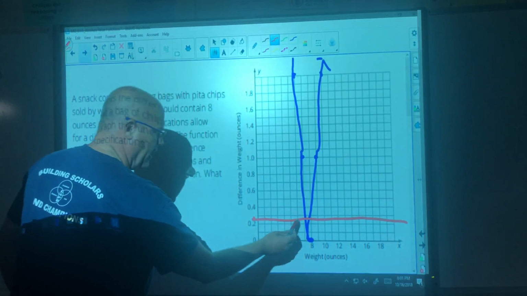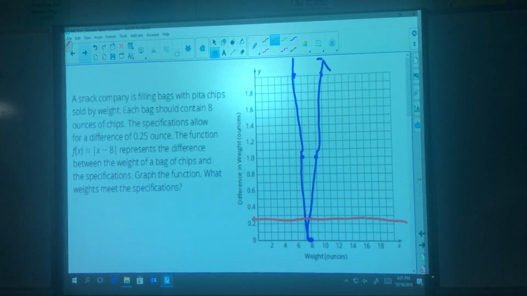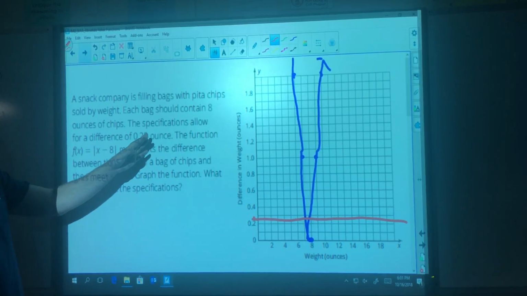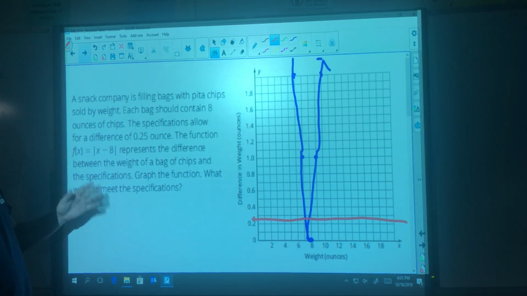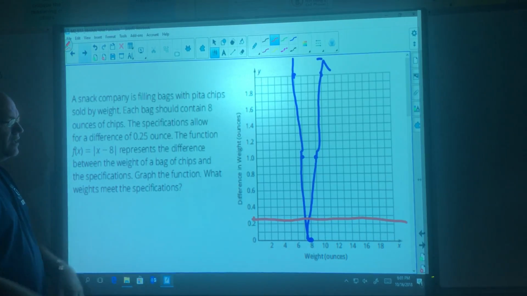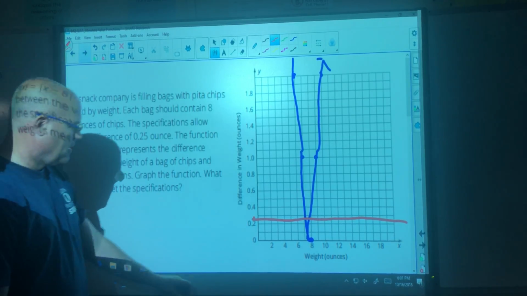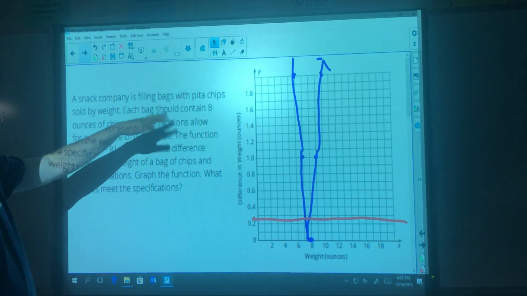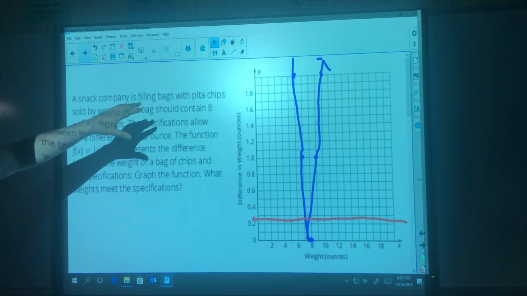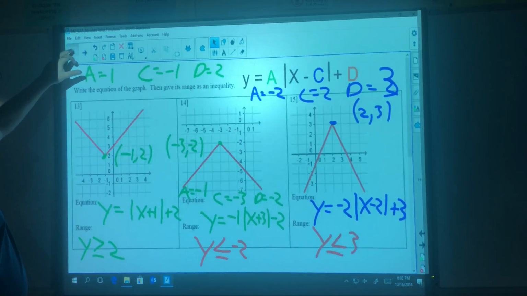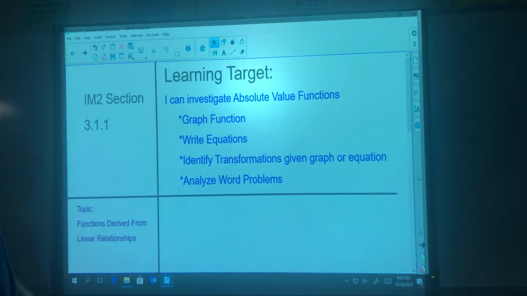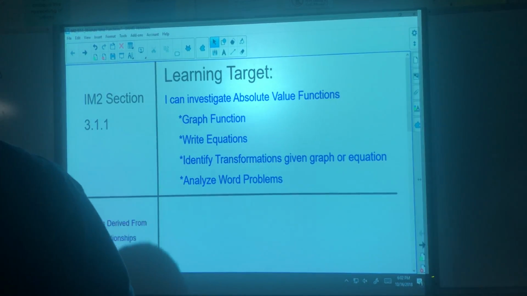And then we'd have to read what our ounces would be. Well, we know that basically it can be 8 plus 0.25, and all the way it can be 8 minus 0.25, which would be like 7.75. So the bag of chips is going to have to be between 7.75 ounces and 8.25 ounces. All right? And that's it. So you get different types of problems like this where you use the graph, interpret the scenario, and answer the questions. All right? So that's it for your 3.1.1 notes. Thank you.